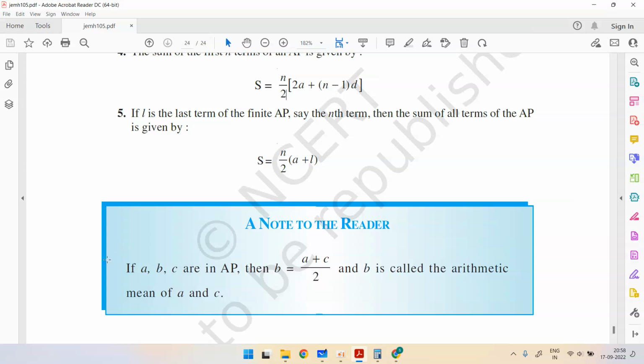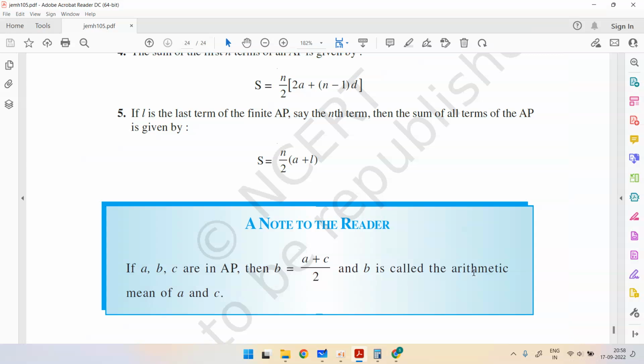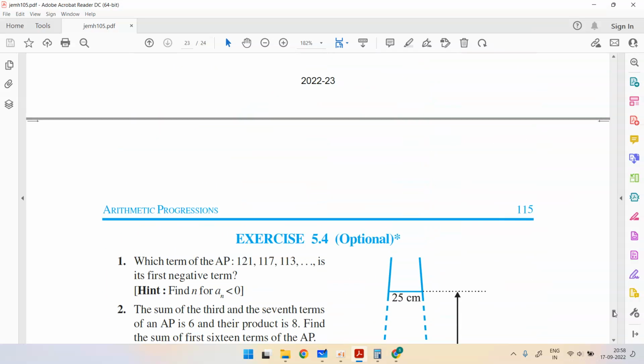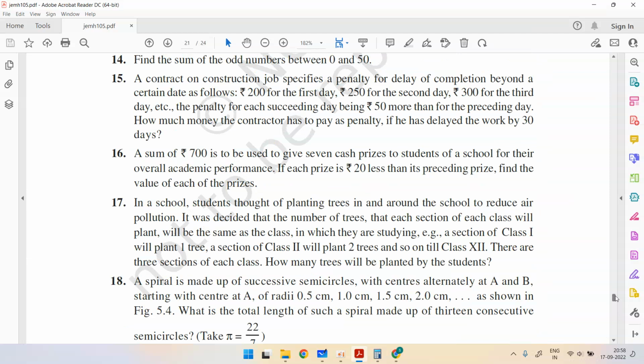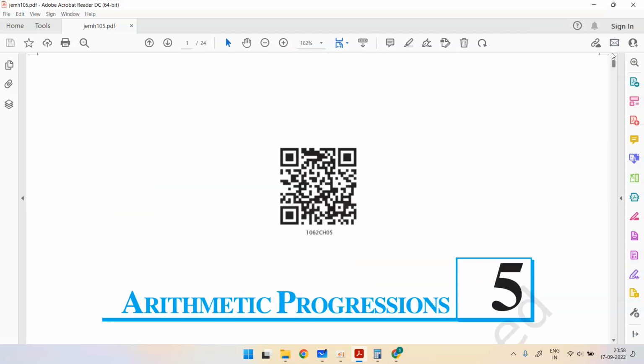Also, one of the most important things is that if a, b, c are in AP, then 2b equals a plus c, and b is called the arithmetic mean because (a plus c) by 2 is the arithmetic mean. So b is also known as the arithmetic mean of a and c if a, b and c are in arithmetic progression. With this I have completed chapter number 5, arithmetic progression of class 10th mathematics in CBSE.